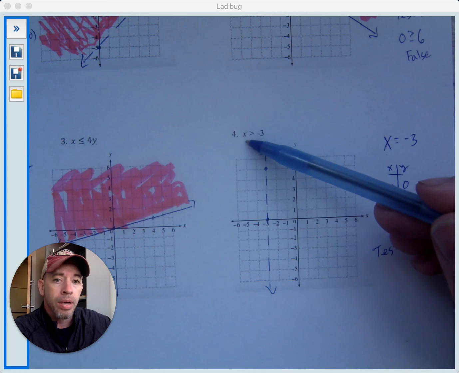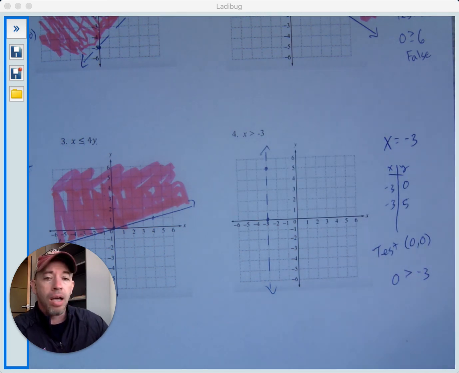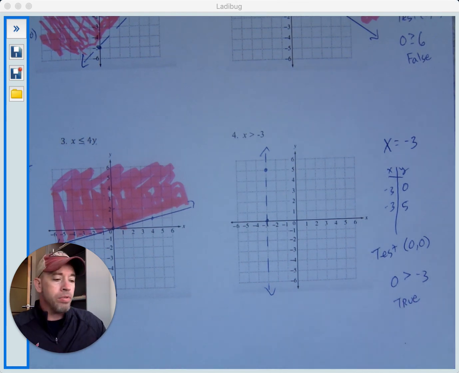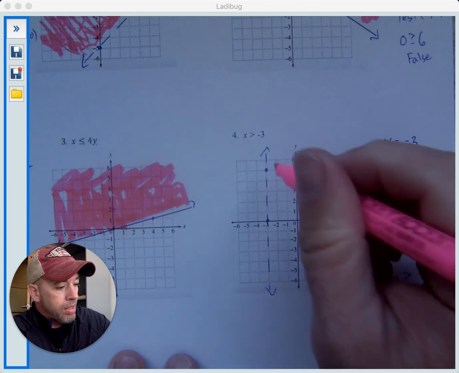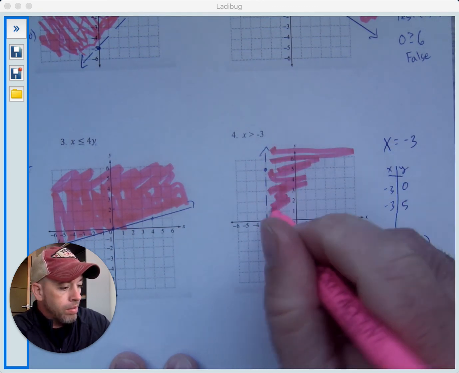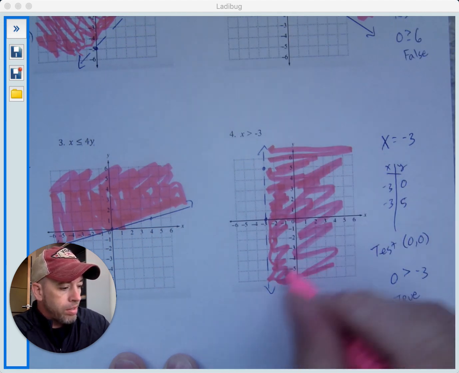Plug it into this inequality. Is 0 greater than -3? It is, right? That is true. So we're going to shade towards 0, 0, which means everything over here is going to work, right? Let's shade all this stuff.